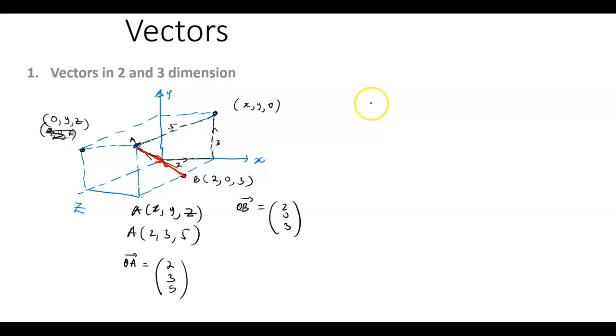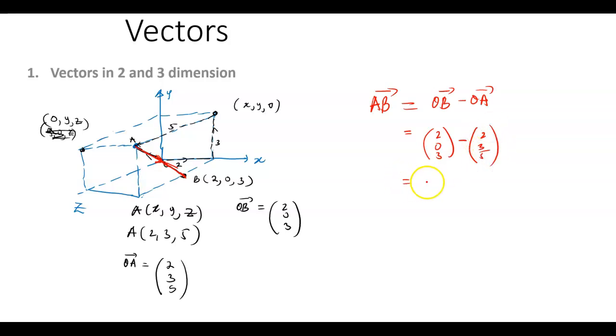All I need to do is remember from the vector law, from the triangular law of addition, that AB is equal to OB minus what? Minus OA. Then I just use that, and I have OB as (2, 0, 3) minus OA, which is (2, 3, 5). So when I subtract that vector, I have 0 minus 3, and then minus 2. That is the vector.